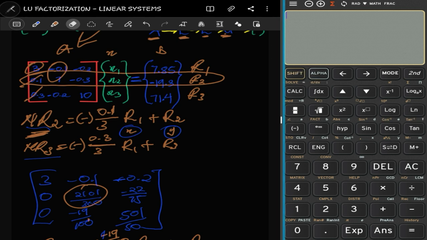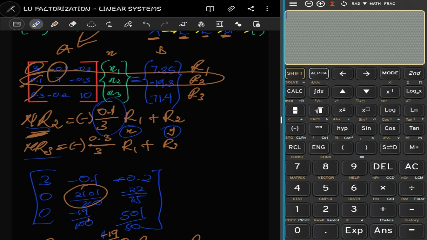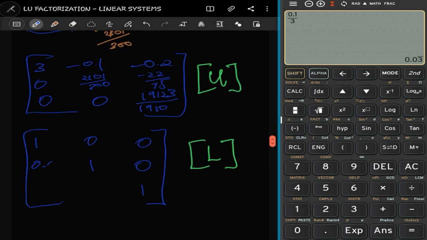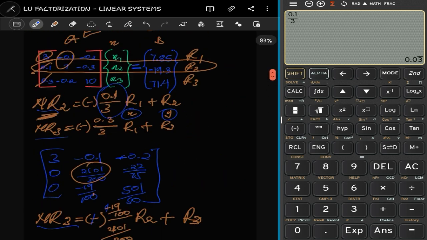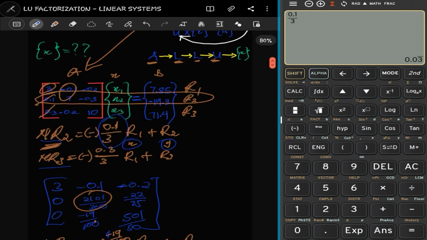Okay, so now the reason why we put the minus in the bracket was that we are not going to use the minus in finding the factor. So basically the factor here will be just 0.1 on 3. So let's see. 0.1 on 3, and that gives us 0.03. So what we put here is 0.03. So that's 0.1 on 3.